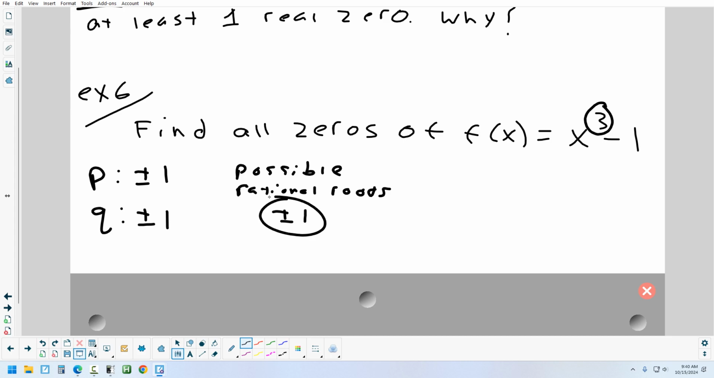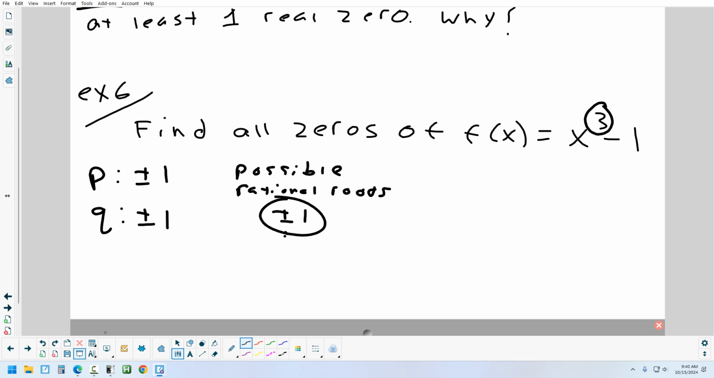Now, normally I would use the graphing calculator to narrow that list down, but it's so small, and the formula is so simple, I don't even need to. I can plug these numbers in quicker and figure out which one comes out to 0. Which number from this list will come out to 0? 1. Again, if I didn't know that, I would use the graphing calculator. So I know 1 is a root.